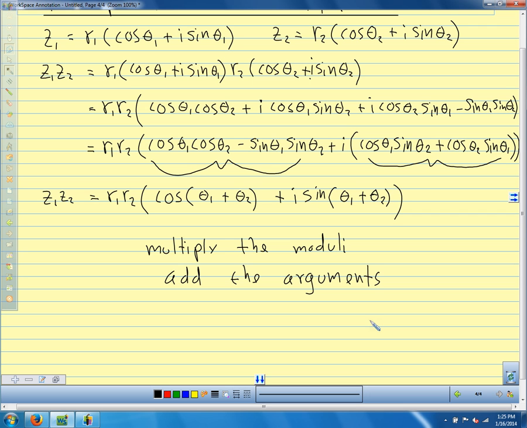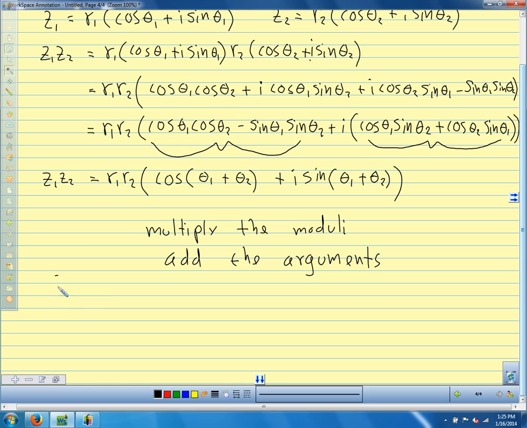Yes? Here? Yeah. This whole thing simplifies to this. This whole thing simplifies to that. This cosine theta 1 sine theta 2 plus cosine theta 2 sine theta 1 is the sine of theta 1 plus theta 2. So that all simplified down to that. The same thing here.